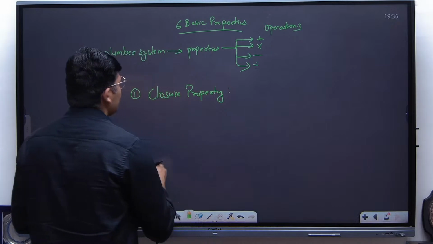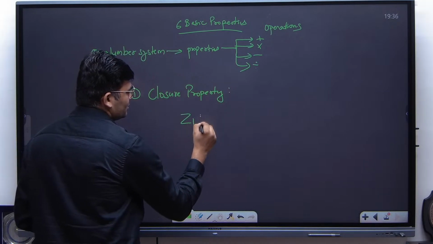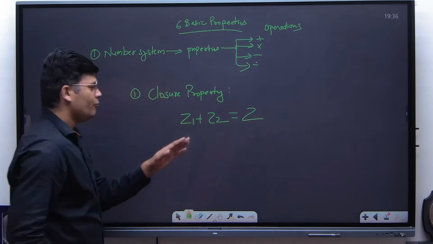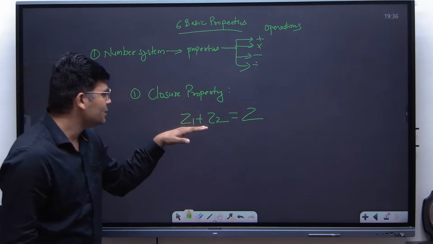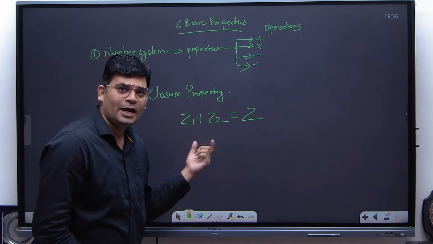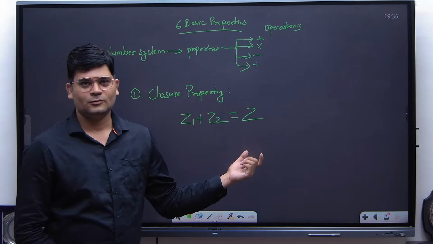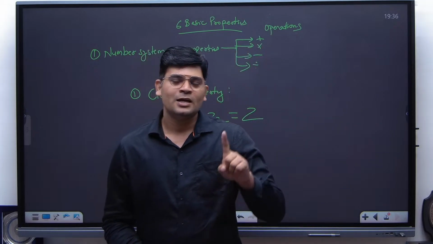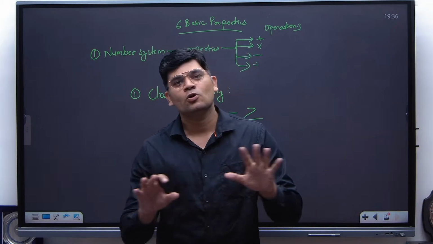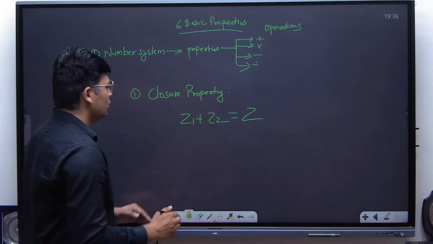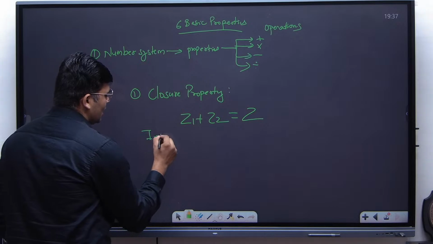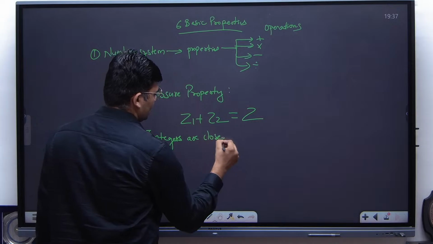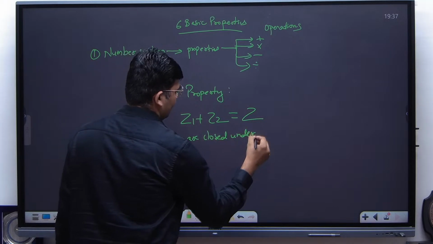So if you do an operation on integers, suppose 2 integers z1 and z2 are added and the result is an integer, we say that integers are closed under addition. You lock a person inside and the same type of result comes outside, we say that it is closed. So we will say integers are closed under addition.